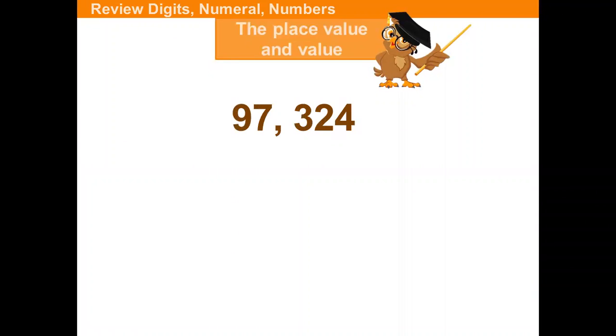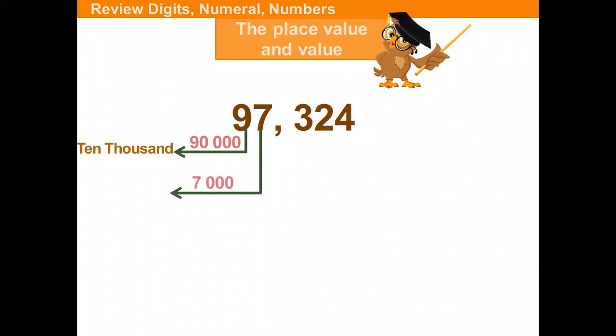Okay, let's talk about the place value and the value. Here we have the numbers. So can you read the number with me? It's 97,324. So 9 is a value of 90,000 with the place value of 10,000.